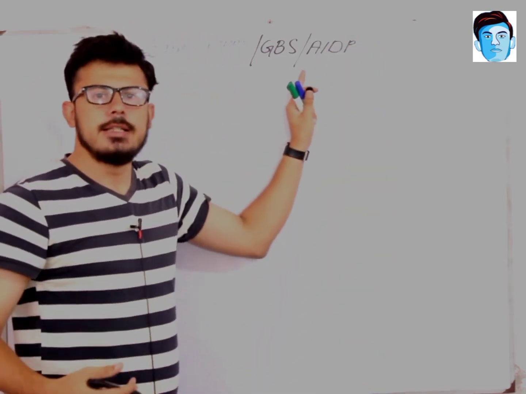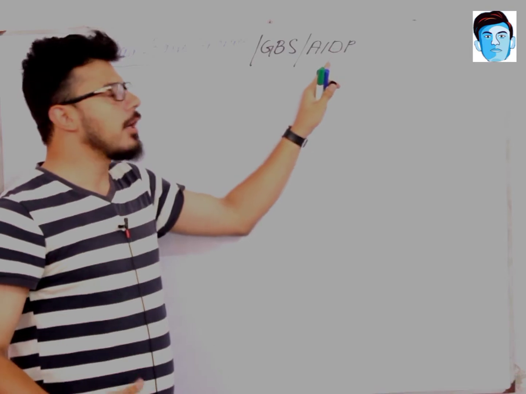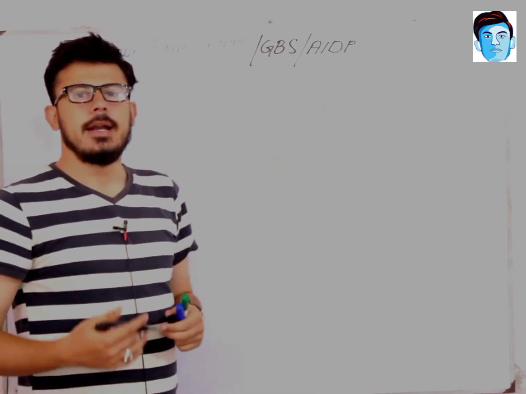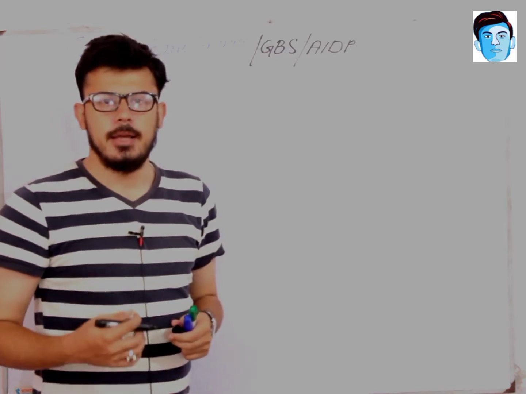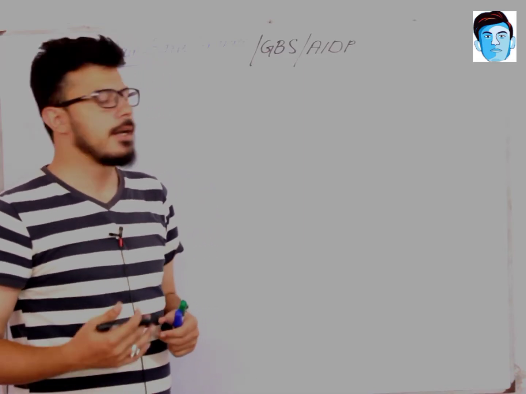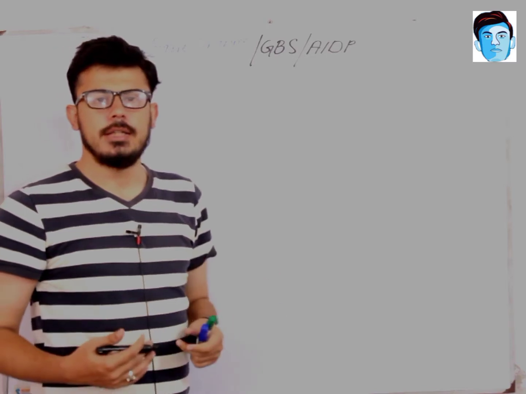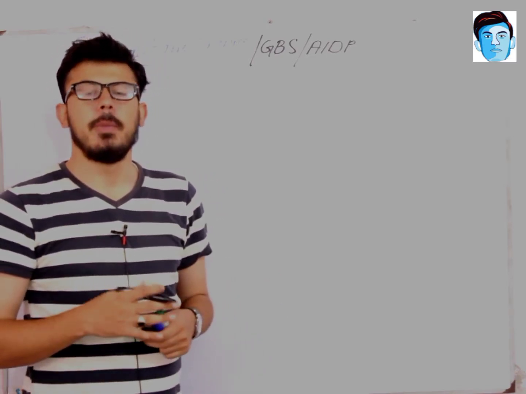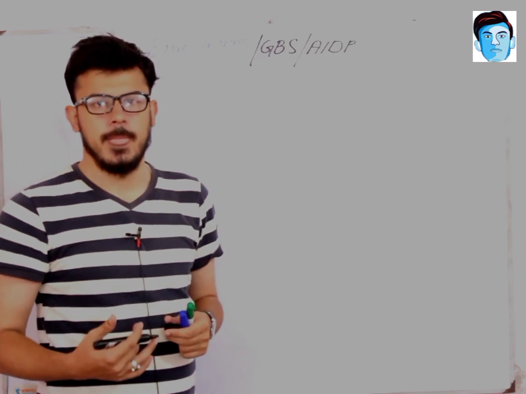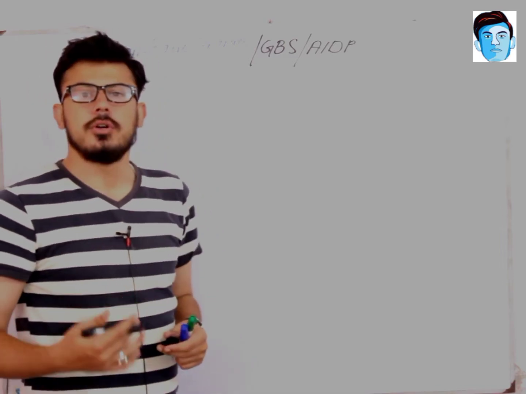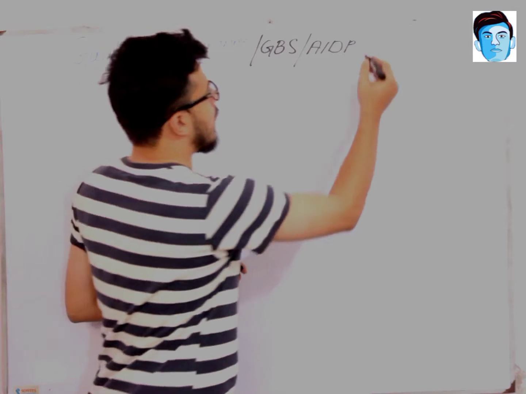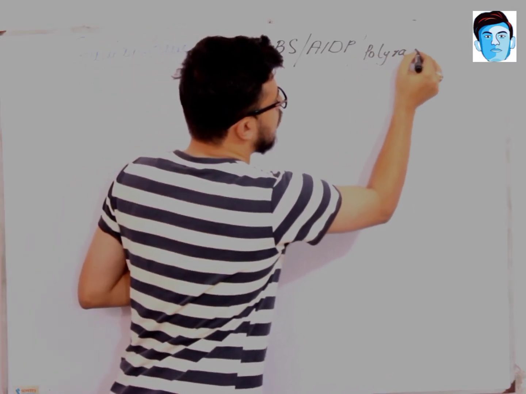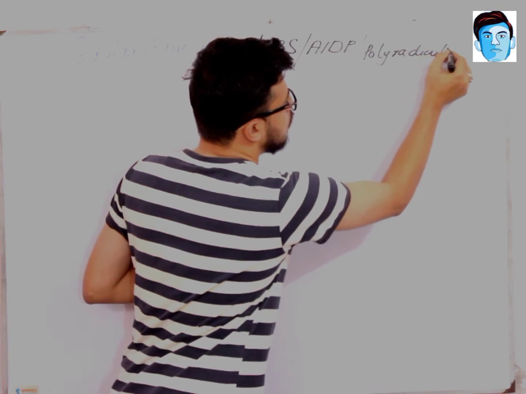Acute means the disease has a sudden onset, inflammatory means it is an inflammatory disease, while demyelinating means that in this disease there is segmental demyelination. We will be discussing it later. And polyneuropathy means there is simultaneous malfunction of many peripheral nerves throughout the body. So it is also termed as polyradiculoneuritis.